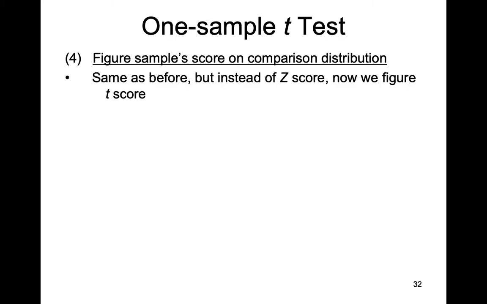Now what we can do is figure out our sample's score on the comparison distribution. This is the same as before, but instead of calculating a z-score based on doing a z-test, we're now going to figure out a t-score based on a t-test. Okay? And again, you can see the parallel between the two. Previously, sample mean subtracted the mean of the distribution of means divided by the standard error.